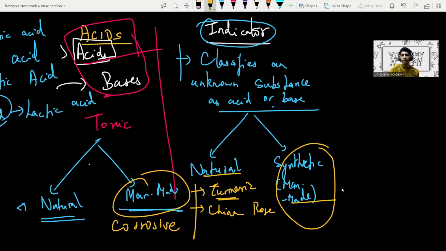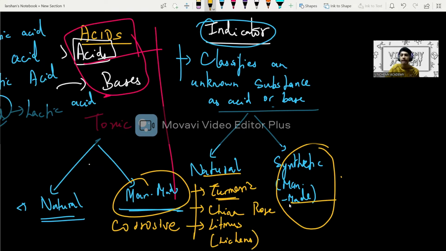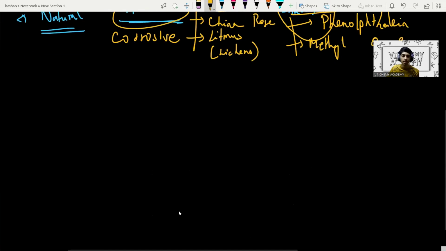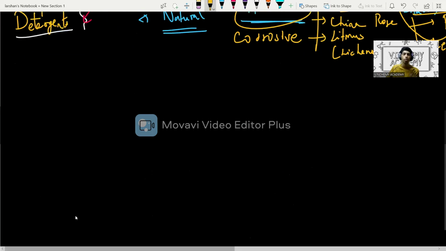Even litmus is a natural indicator because it comes from a plant called lichens. So even that's a natural indicator. Under synthetic or man-made indicators, you have something known as phenolphthalein, methyl orange, etc. So we will discuss all these in detail now. Okay, first I'll talk about turmeric. I told you what an indicator is.